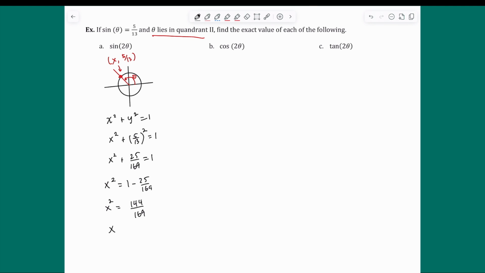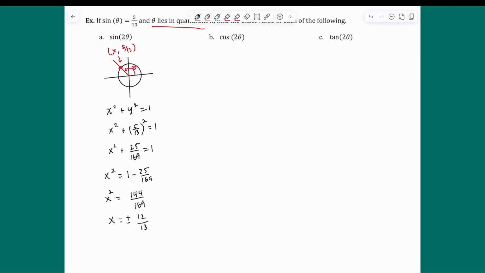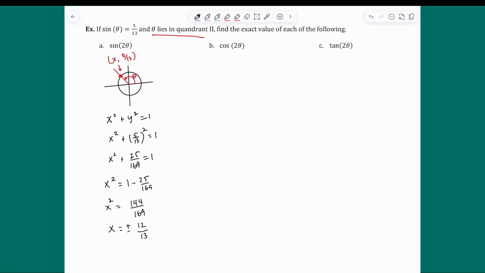Now x is going to equal plus or minus the square root of that. So the square root of 144 is going to be 12, and the square root of 169 is going to be 13. Now, is x positive or negative? We're in quadrant 2, so we know that it's negative, so that means x is equal to negative 12/13.